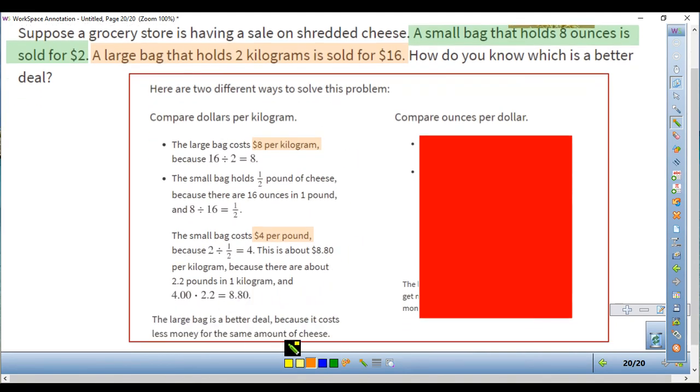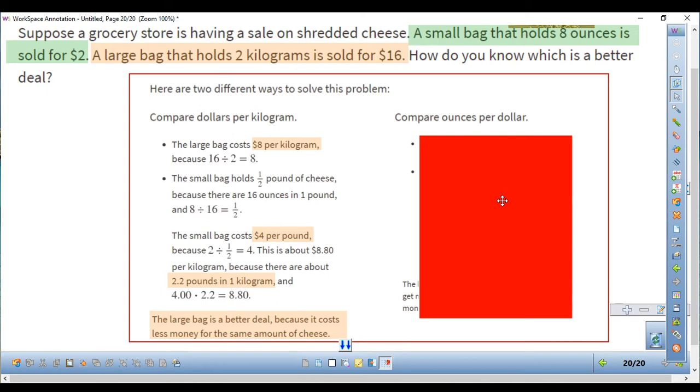And the large bag is a better deal because it costs less money for the same amount of cheese. So we have to figure out here that there are 2.2 pounds in a kilogram. So I think you have this information listed somewhere in this unit. I'll find out where and I'll share that with you. Usually it's in your planner as well, but if not, I'll share a different list with you. There are 2.2 pounds in a kilogram. So we can say that the large bag is a better deal because it costs less money for the same amount of cheese. We could also compare ounces per dollar.